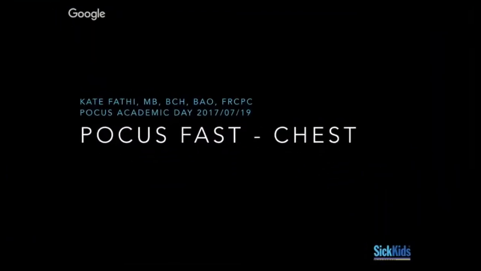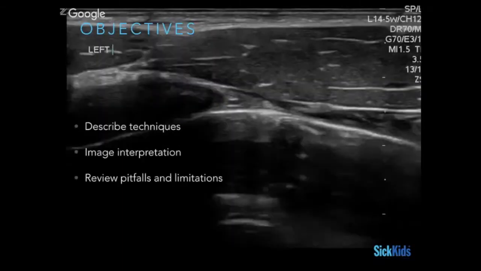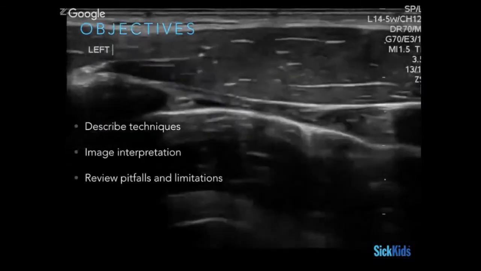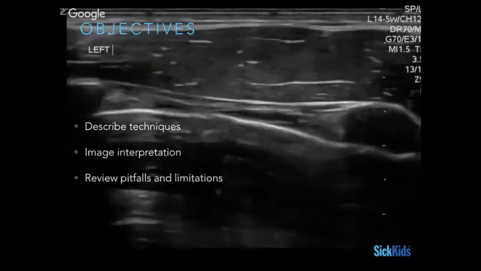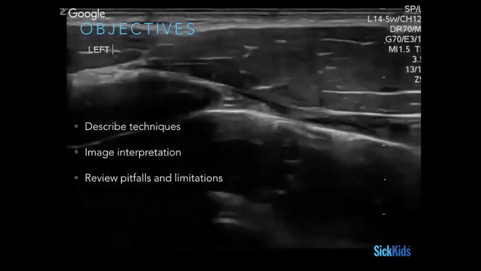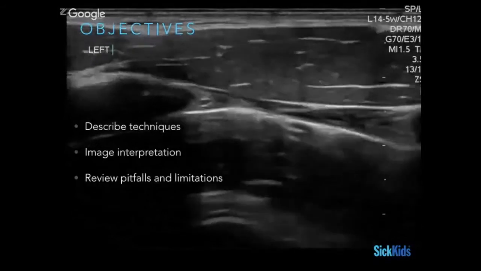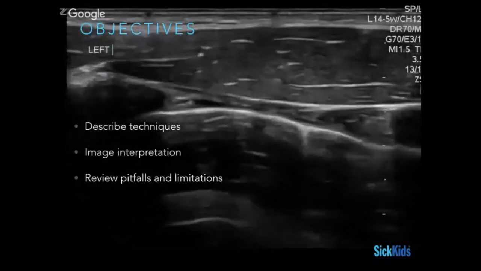So guys, we're going to talk about the chest part of FAST today. I know we already talked a bit about that this morning, but we'll go into a little bit more detail. We're going to talk about the techniques of how to go about doing this part of your FAST exam, looking at images and trying to interpret them, and then looking at some of the pitfalls and the limitations when you're doing this type of scan.